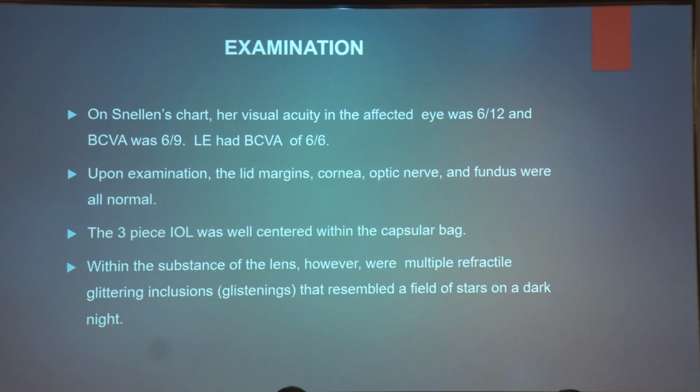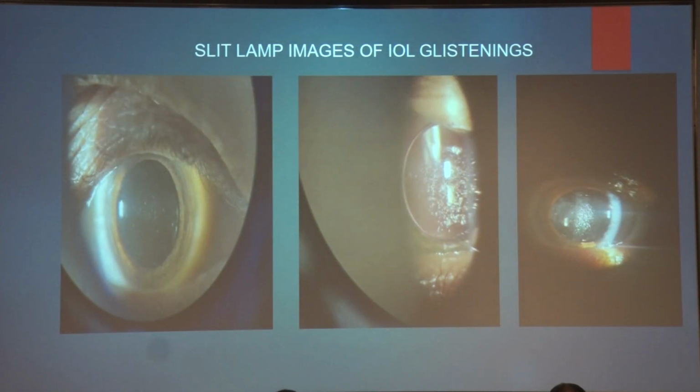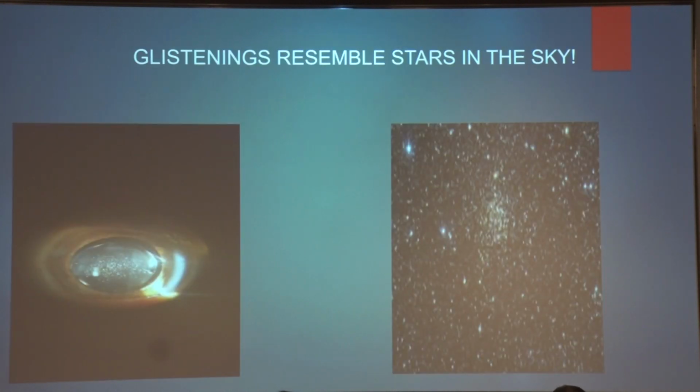On examination, the lid margins, cornea, optic nerve, and fundus were all normal, and the three-piece IOL was seen well centered within the capsular bag, and the substance of the lens showed multiple refractile glittering inclusions or glistenings that resembled a field of stars on a dark night. So these are the slides which show glistenings in three different images, and this slide shows the comparison or the resemblance of the glistenings to the stars in the night. So that gave me the title for the presentation, that glistenings are akin to stars in the sky.